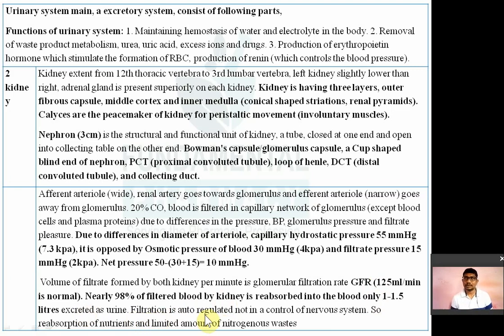So the filtration process is auto-regulated and is under the control of the nervous system. Reabsorption of nutrition occurs, and a limited amount of nitrogenous waste is also reabsorbed. So that's how urine formation occurs in the kidney.